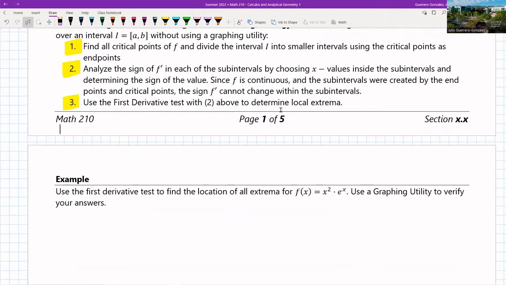All right, so the first thing I'm going to do is go ahead and find all the critical values. So that means I need to find the derivative. Okay, so I'm going to need to find the derivative of this thing right here. Okay, and the derivative of that thing is going to be, that's a product rule. So f prime of x is going to be the derivative of the first, right? So 2x times e to the x times the second, plus the first, x squared, times the derivative of the second. The derivative of e to the x is itself.